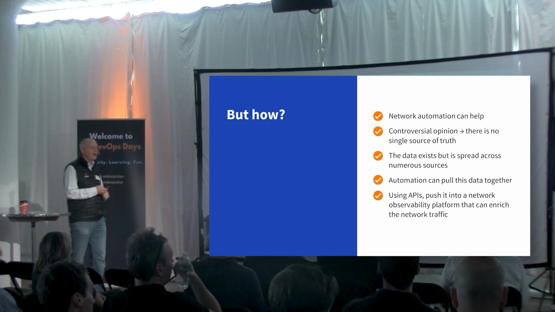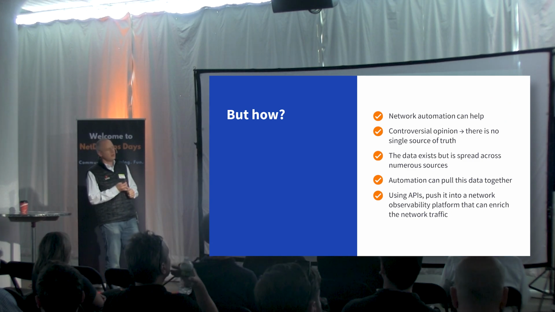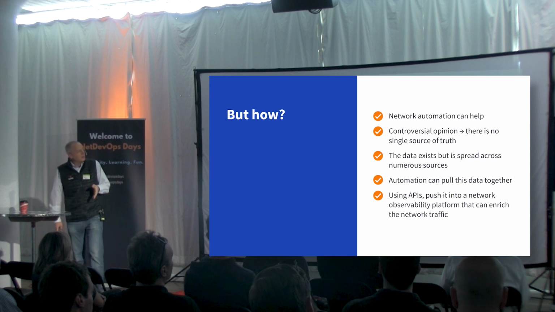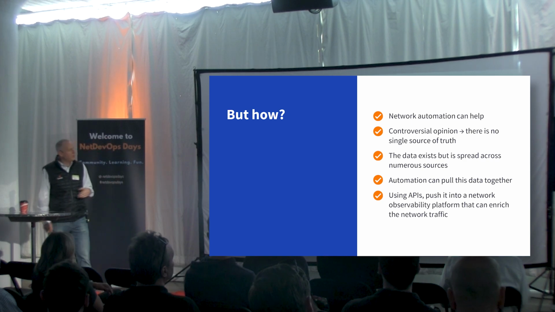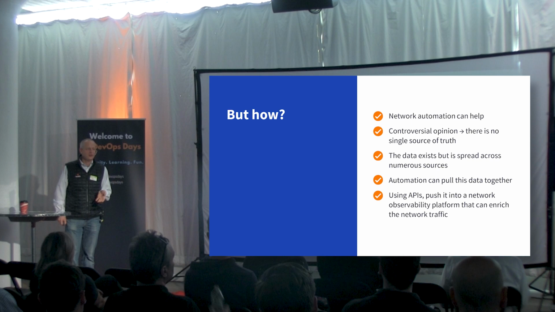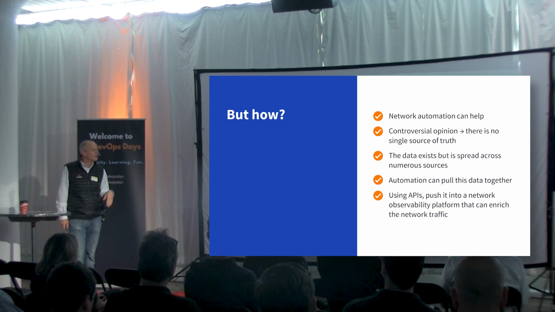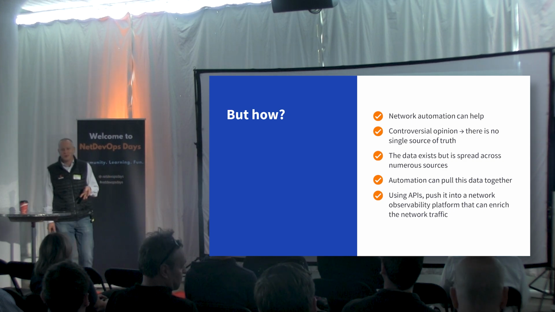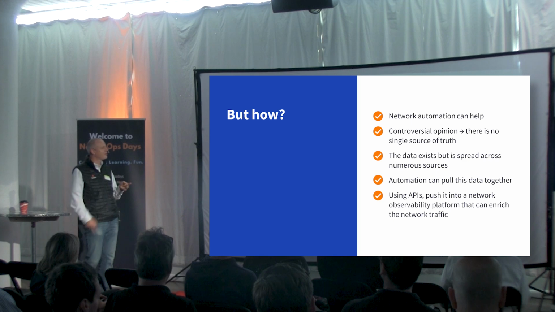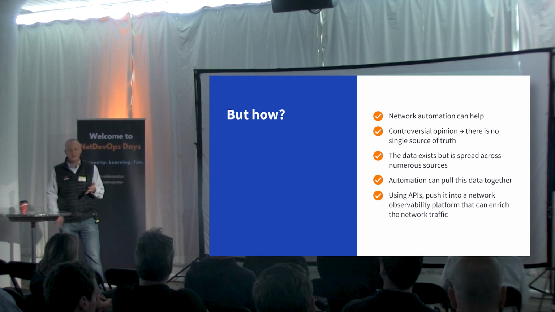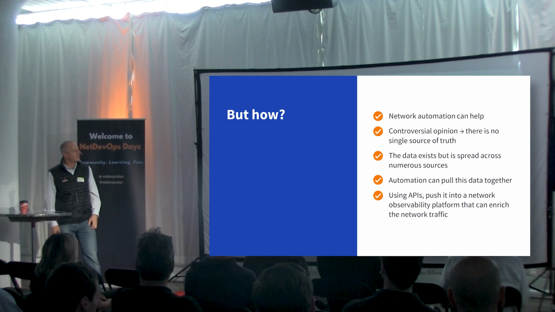All right, but how? How do we do this? And this is where I think network automation can really help. Maybe a bit of a controversial opinion, but there is no single source of truth. I heard Carl with a K say earlier that they had a single source of truth, and then I think he listed 4 more. So there's a single source of truth, and then there's Logic Monitor, and then there's the customer CRM, and there's a couple other things, right?